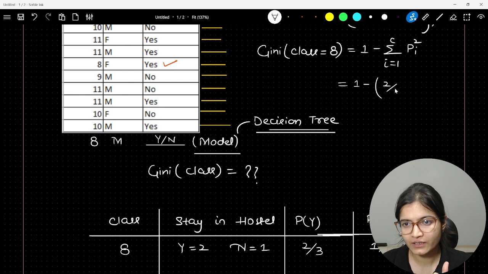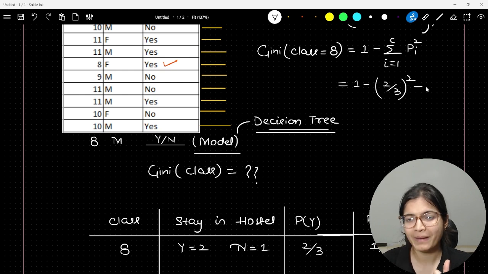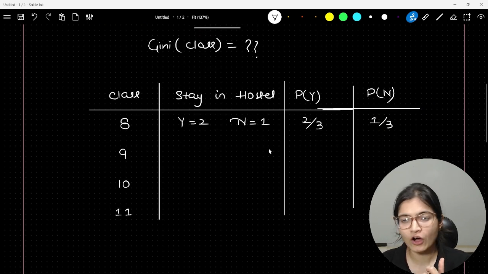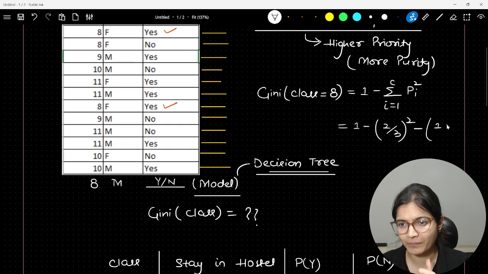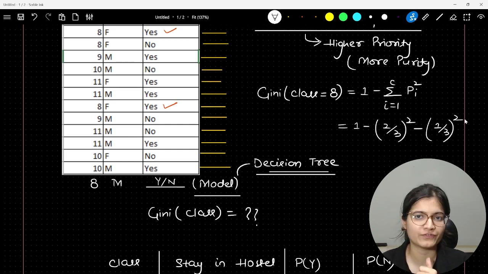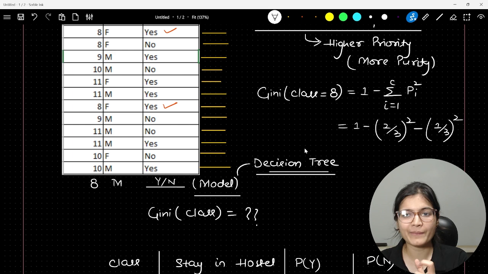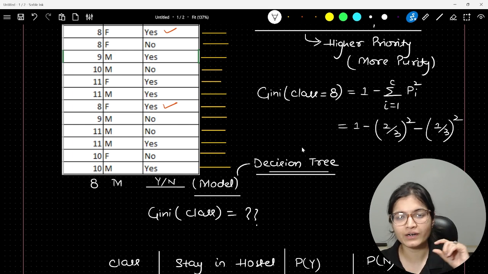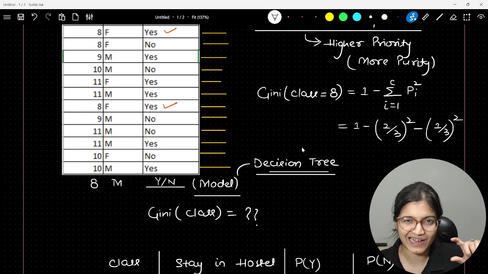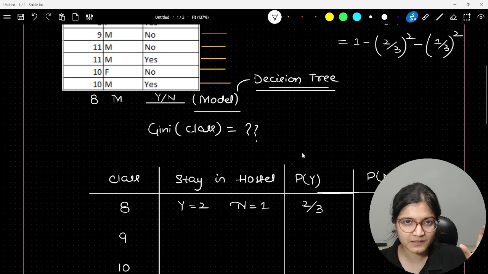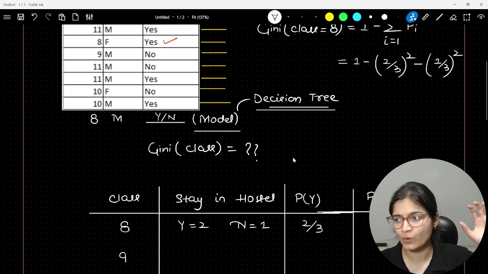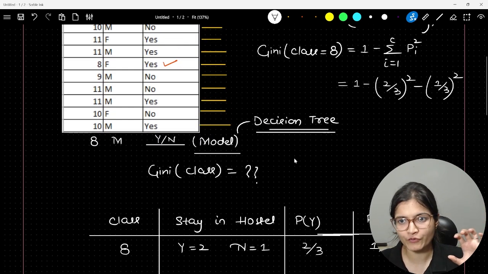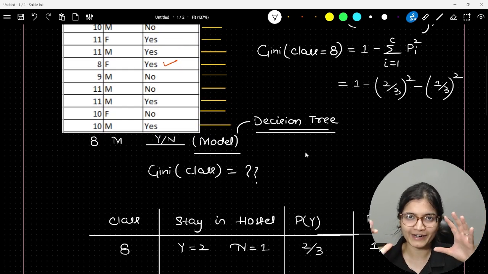It is 2 by 3. You apply a whole square on it, minus the probability of no, which is 1 by 3, and again we apply a square on that. So it is 1 minus the summation of p i square, where i goes from 1 to the number of classes we have. In this specific case, we are talking about 2 classes: 2 by 3 for the probability of yes, 1 by 3 for the probability of no, and we add those.